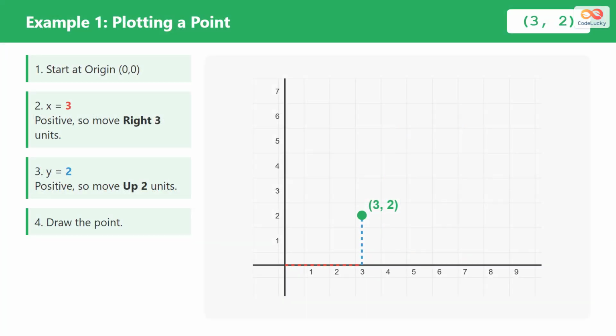Let's try an example with the point (3, 2). We start at the origin. The first number is a positive 3, so we move 3 units to the right. The second number is a positive 2, so we move 2 units up. There is our point.